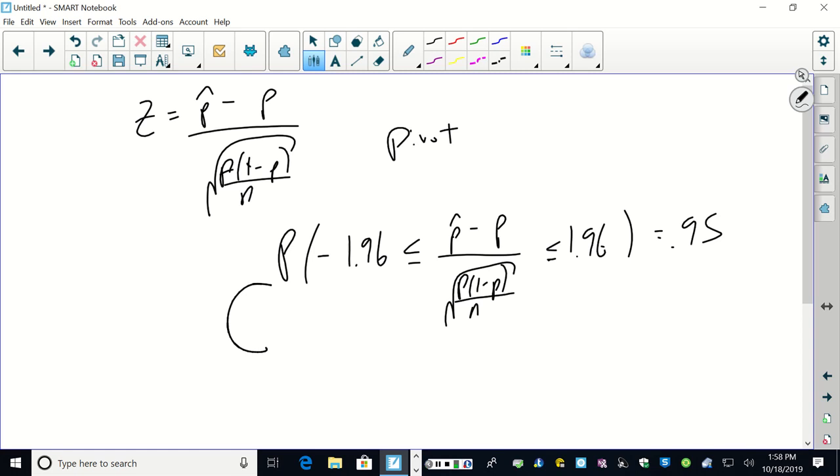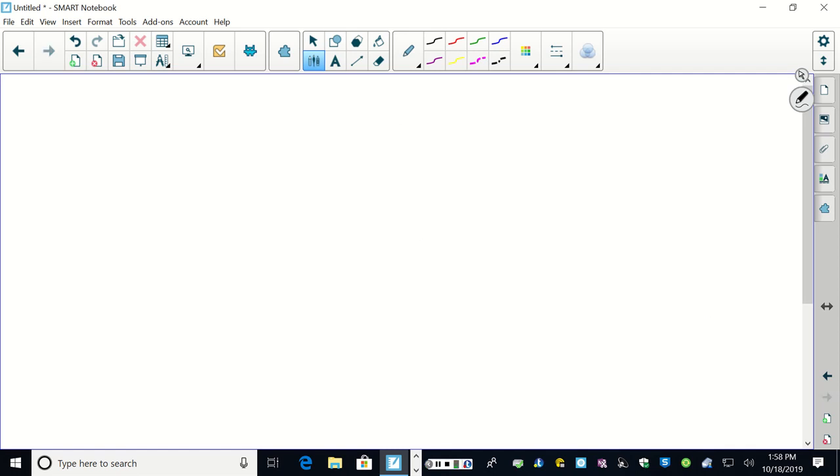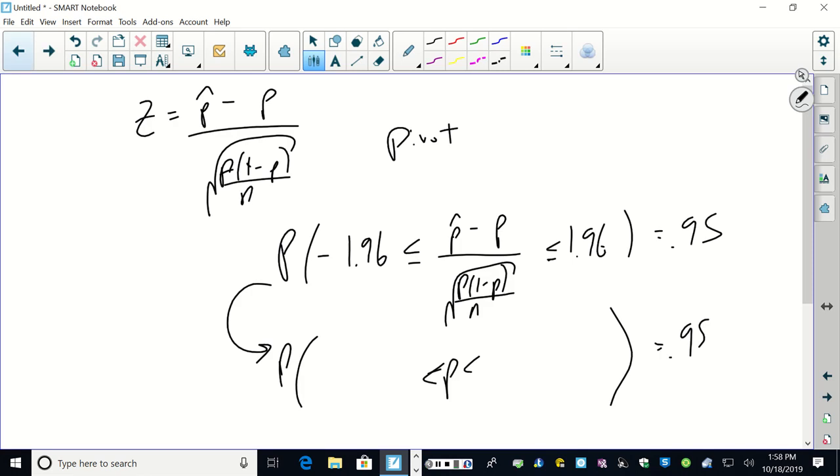And then go from this to find a statement where p is in the middle, right? Well, p's up here. Oops. p's up here and it's down here. So a solution to that problem is a little more involved. It's actually a quadratic equation, and somebody named Wilson published a solution in 1927. So it's been around for a while. But that's the interval that's reported in R, in prop.test.